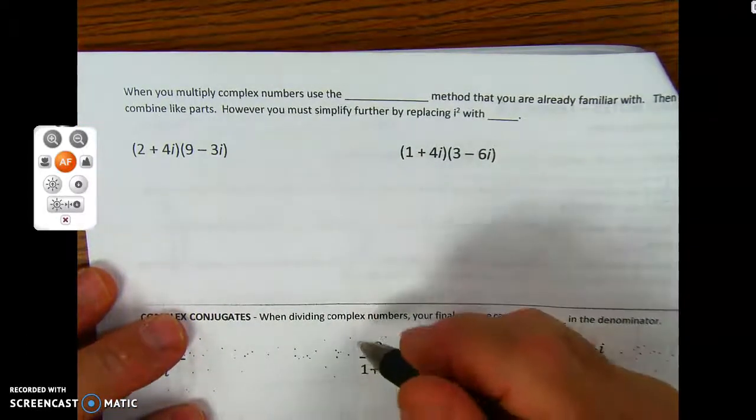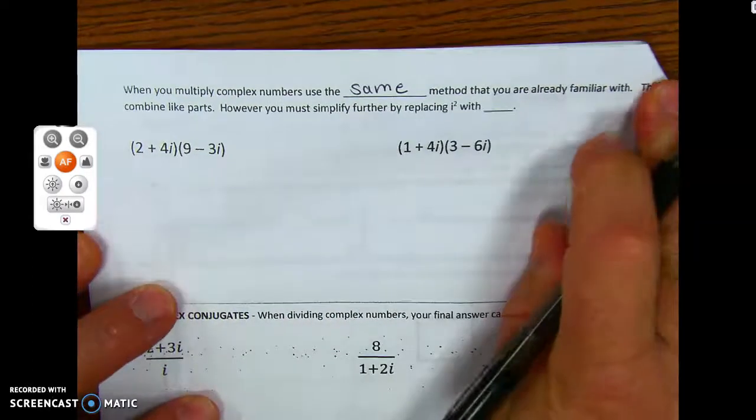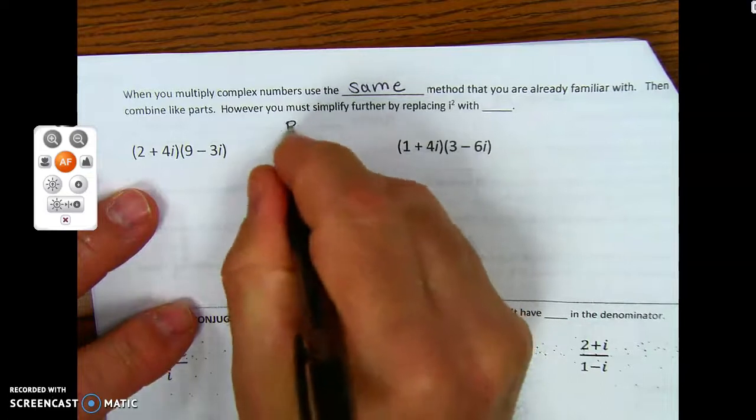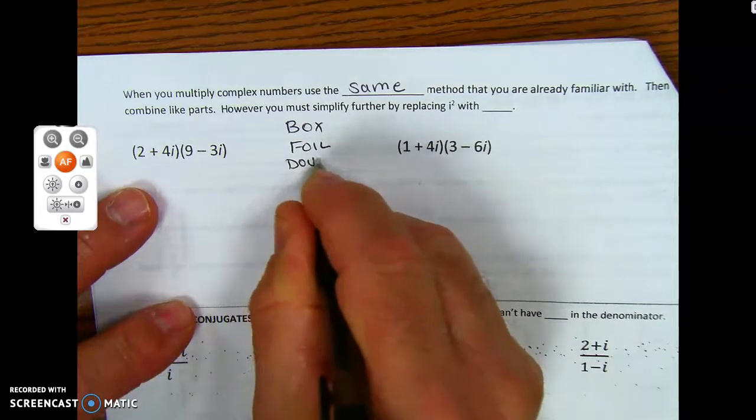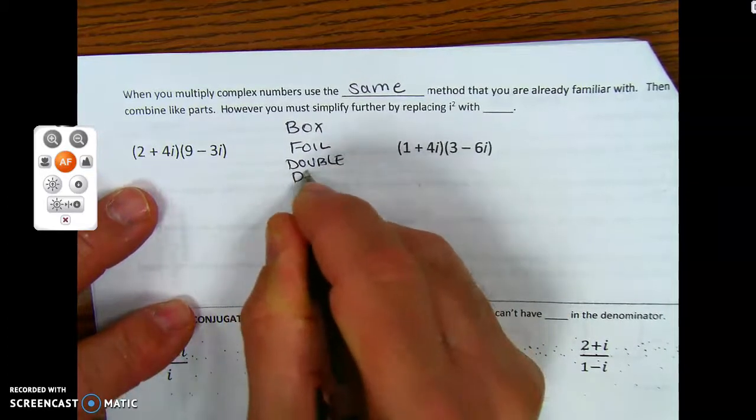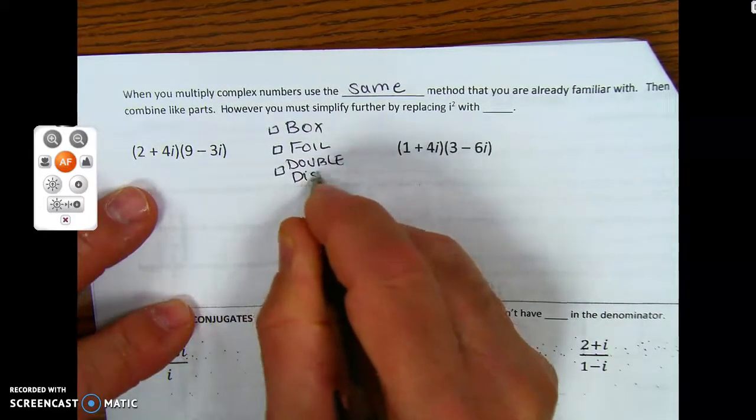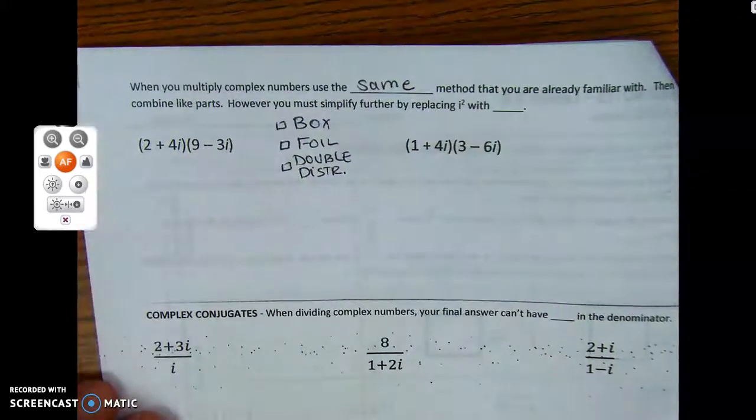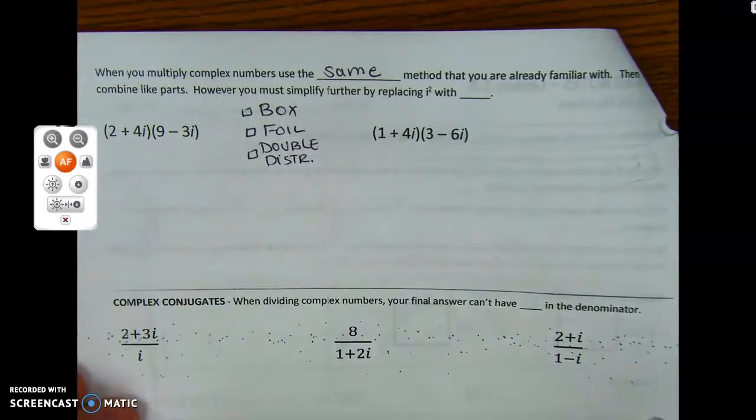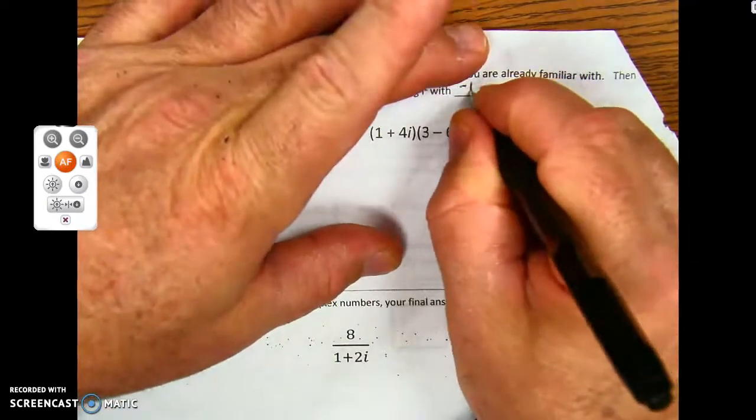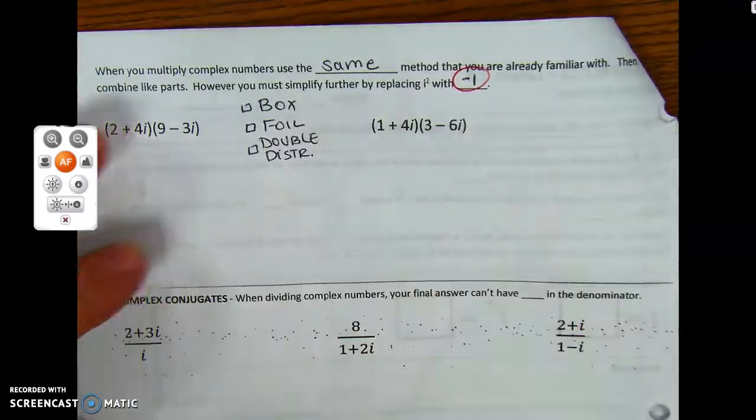When you multiply complex numbers, use the same method you're already familiar with. What methods are you familiar with? You might use the box method, you might use FOIL, or you might use double distributive. 3 different methods. Okay? Whichever method you use, afterwards you've got to make sure you combine like terms, and you got to make sure you replace i squared with negative 1. Okay? So don't forget to do that at the end of your problem.